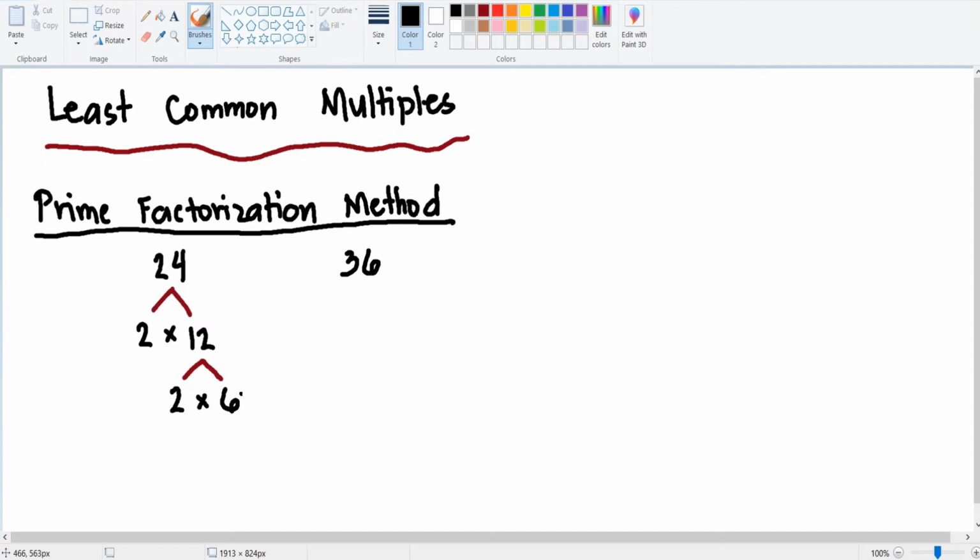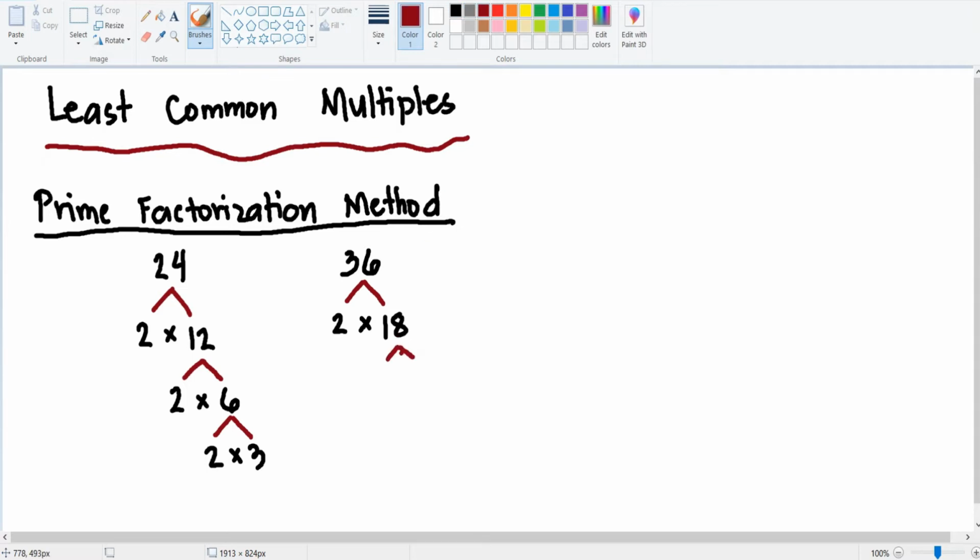We have 2 times 6. Now 2 is a prime number and 6 is a composite number. So let's find the factors of 6. So we have 2 times 3. So we're done with 24. Let's go with 36. Now we have two factors of 36. We have 2 times 18. So 2 is a prime number and 18 is a composite number.